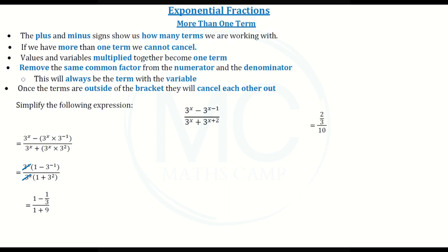But we don't like having fractions within fractions. So let's move the denominator of the small fraction into the denominator of the big one. We're going to have 2 over 3 multiplied by 10. 3 multiplied by 10 is 30. So we get 2 over 30. 2 and 30 are both divisible by 2. So divide by 2, and we get 1 over 15. And we have now simplified this expression. Let's make some space.